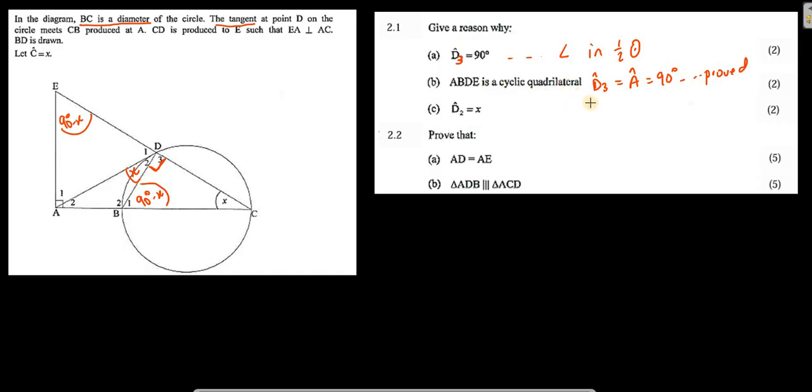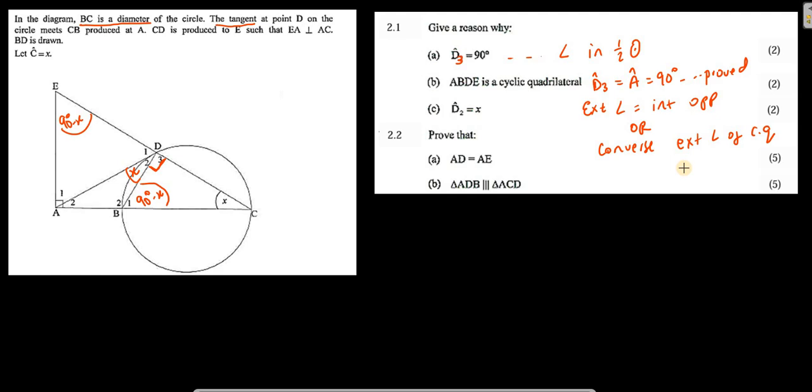Reason being that the exterior angle is equal to the interior opposite. Right, that is for this. Or you can say converse exterior angle of a cyclic quad. So you can either use converse, or you can tell them that the exterior angle is equal to the interior opposite, since both of them are equal to 90. Because of that, it makes ABDE a cyclic quad.